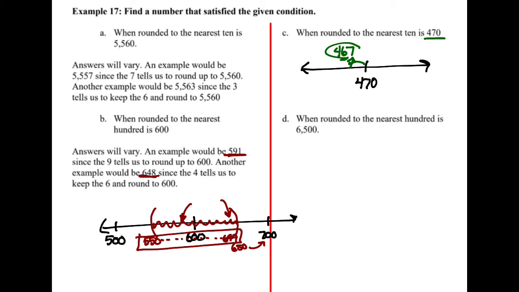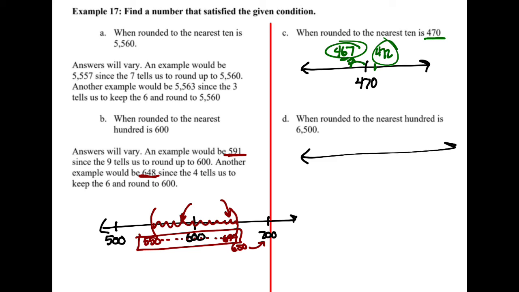So 467 works. What about we go this way? So we have 472. Does that round to 470? Sure enough, because the 2 makes it round down. Don't make it so difficult for yourself. All you have to do is add 1 or 2 or subtract 1 or 2. That's fine.